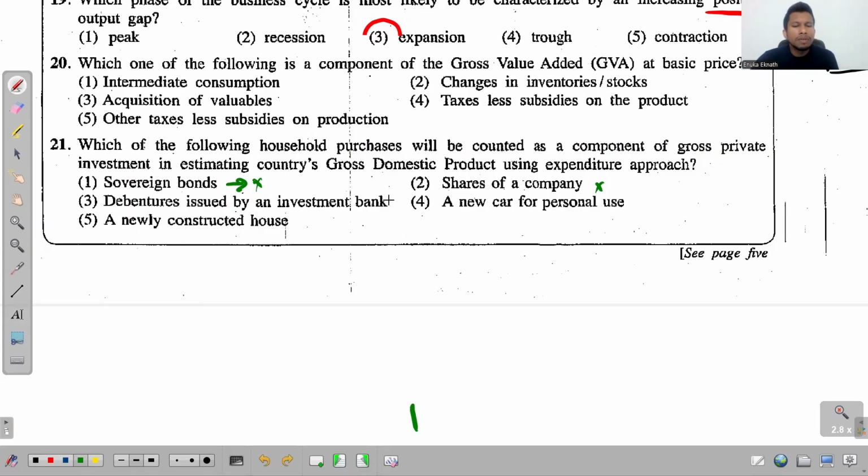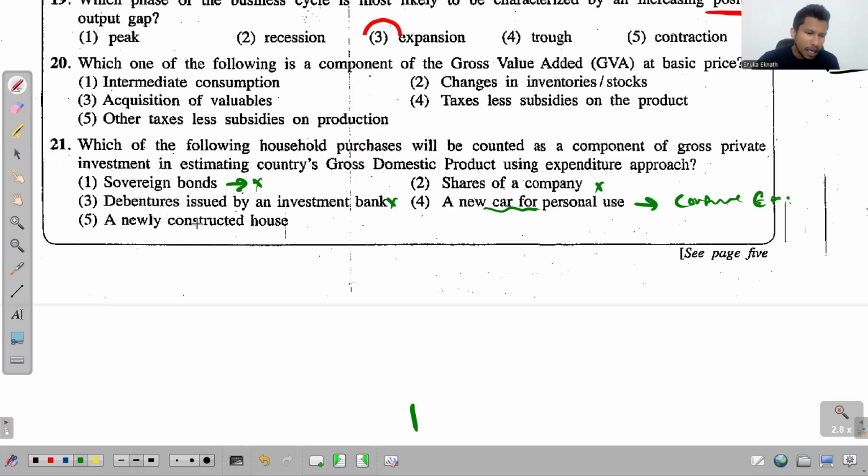Debentures issued by the investment bank, see that now. If the household purchases the debentures issued by an investment bank, that is once again a financial transaction. And the fourth one, a new car for personal use. I remember that we had the exact same luxury car question in an old paper. A purchase of a new car for personal use. Luckily, personal use is given. So we consider this to be a consumption expenditure, not an investment expenditure.